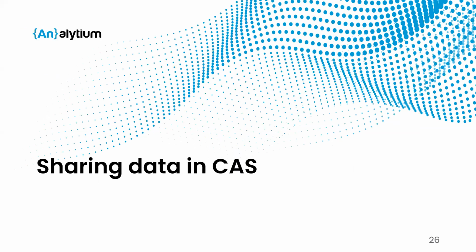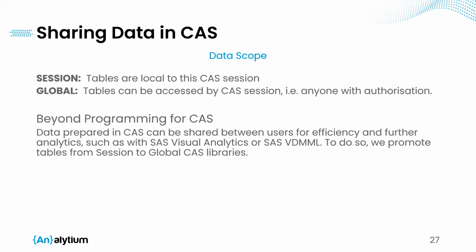Sharing data in CAS. Global tables allow the sharing of data. You promote your tables to a global CAS library, which can then be accessed by other users for analysis or processing. Otherwise, if it's a session table, it's just local to you. Certainly, if you want to do downstream processing with it within something like Visual Analytics or VDMML, the machine learning modules, then you'll want to promote your tables into the global one so they can be shared and used.